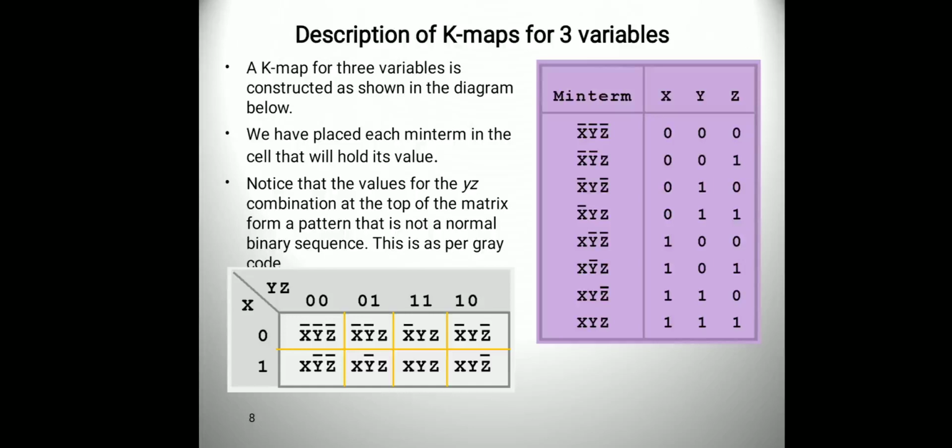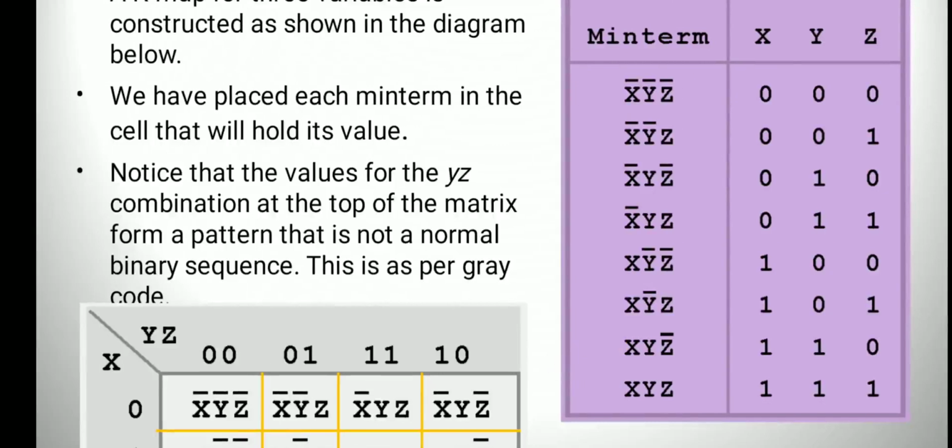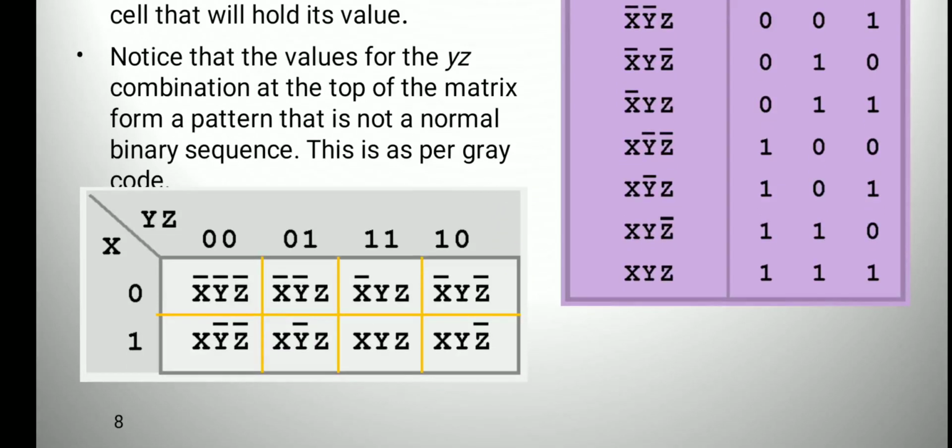Then the K-map for three variables. If the input variables or literals are 3, then 2 raised to 3 is equal to 8. This means the K-map contains 8 cells, as the truth table contains 8 rows from 0, 0, 0 to 1, 1, 1. The minterms are, for example, x complement, y complement, z complement. This minterm is represented here.